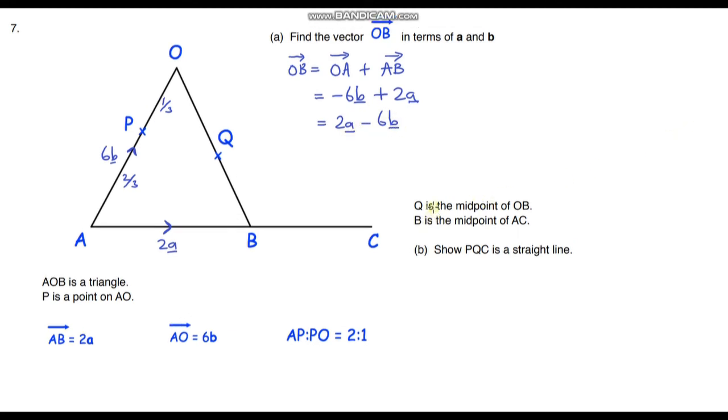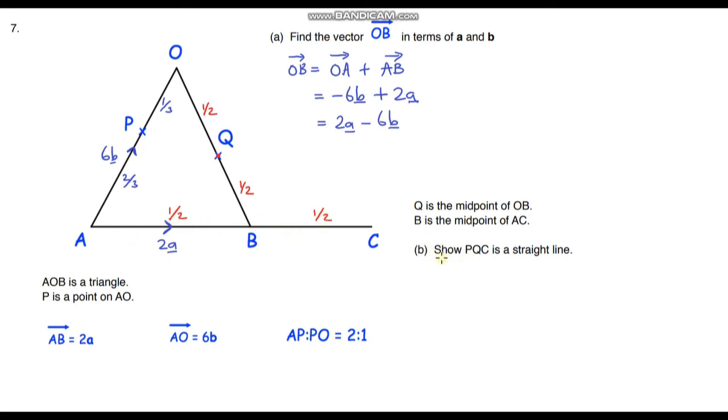Now if we move on to part B, Q is the midpoint of OB. So this point here is the midpoint of OB. So this is a half and this is a half. These two lengths are equal. And B is also the midpoint of AC. So this is a half and this is a half. These two lengths are the same.